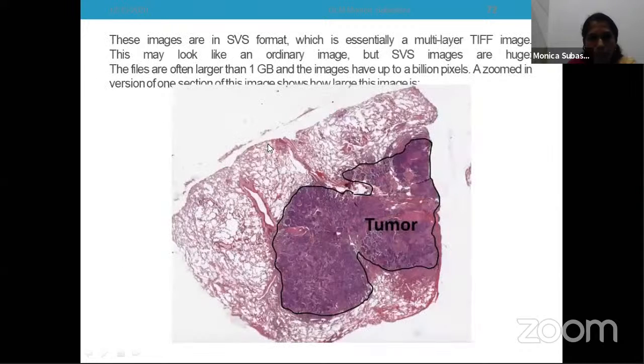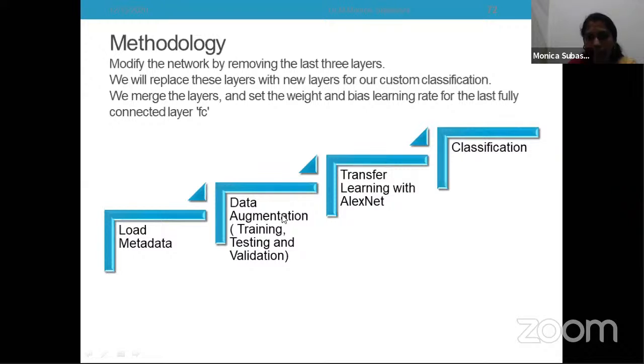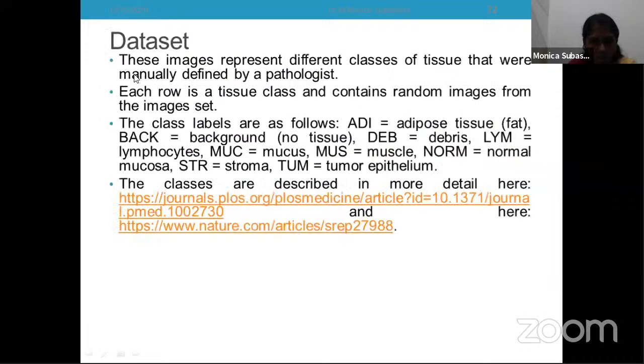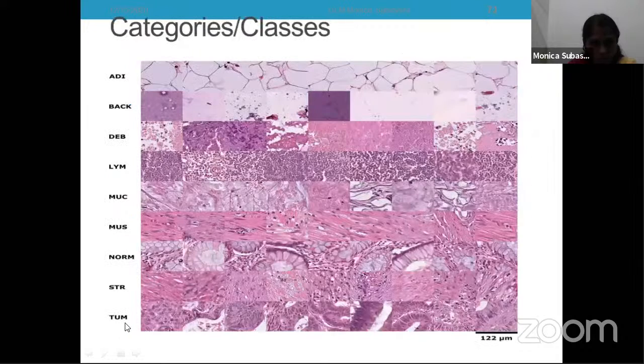For this particular problem statement, the authors applied a transfer learning technique with AlexNet. AlexNet is a pre-trained model, and for that they applied transfer learning and came up with classification. I just wanted to show the classes for this particular problem. We had multiple classes.